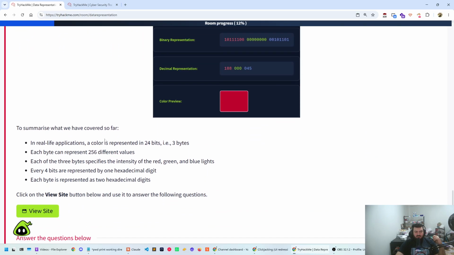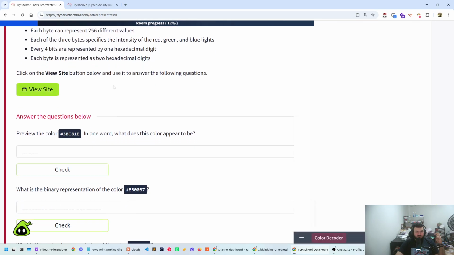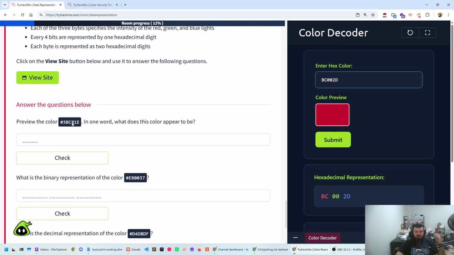To summarize what we covered so far, in real-life applications, a color is represented in 24 bits, i.e. 3 bytes. Each byte can represent 256 different values. Each of the 3 bytes specifies the intensity of the red, green, and blue lights. Every 4 bits are represented by 1 hexadecimal digit. Each byte is represented as 2 hexadecimal digits. Click on the view site below to answer the following questions.